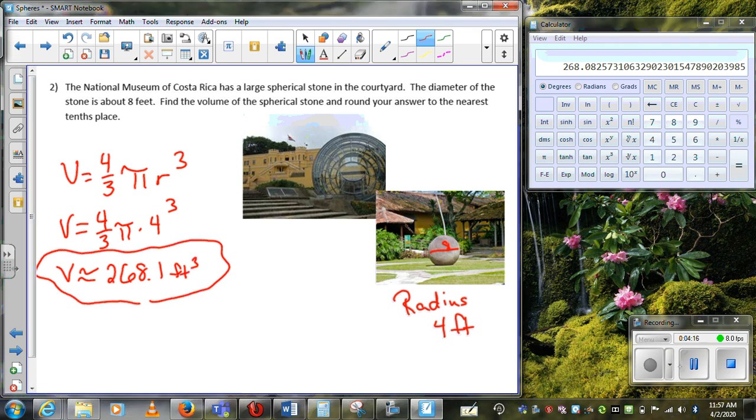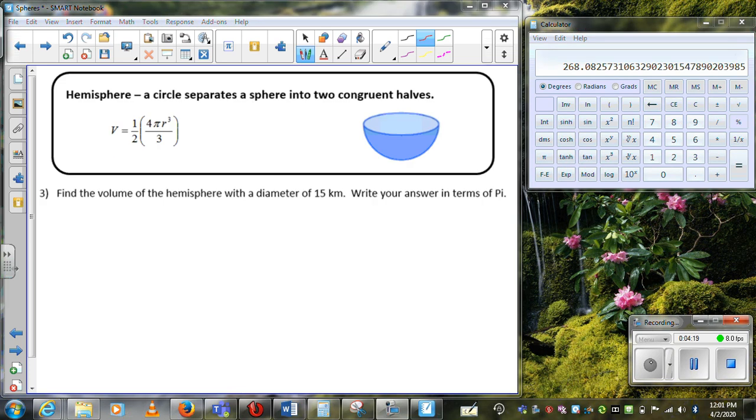Okay, let's try another one here. Okay, our next problem has to do with the hemisphere. A hemisphere is when we have basically a sphere and we cut it into 2 congruent halves. So a hemisphere would be half of that. So there's this lovely formula. I typically use the 1/2 times your 4/3 pi r cubed.